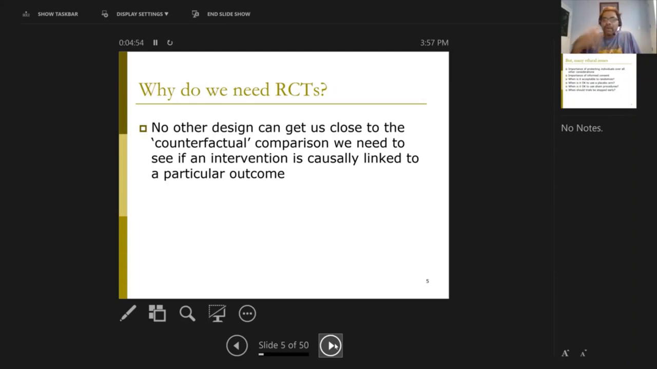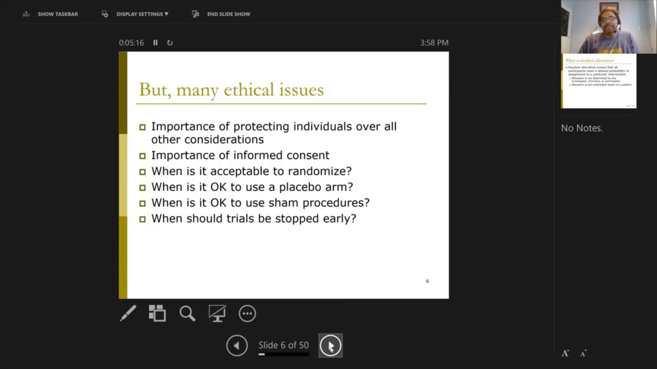And we cannot observe the counterfactual comparison in any situation, but the RCT gets us close to the counterfactual comparison. Not perfect, but it is the design that gives us closest to the counterfactual comparison, so we can at least say something is causally linked with something else, which is why we consider this as a gold standard design when it comes to interventions. But there are many ethical issues in doing RCTs, and you would all benefit from a webinar dedicated to this topic.